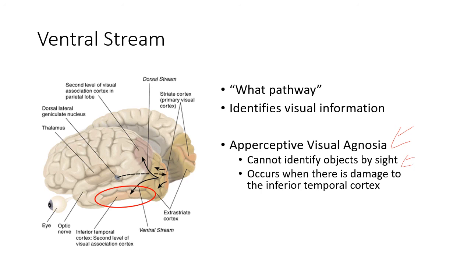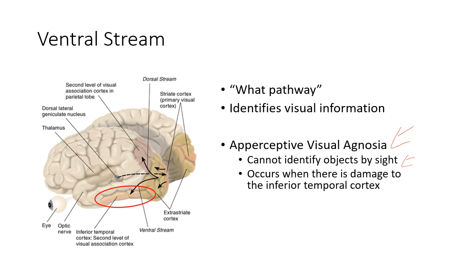So damage to this, you might be looking at something on the table, something like an apple. We looked at an apple earlier. You look at that apple, you can process this as an apple. Someone with damage to the inferior temporal cortex will be asked, okay, what is that? And they look at that and they can't tell you what it is.